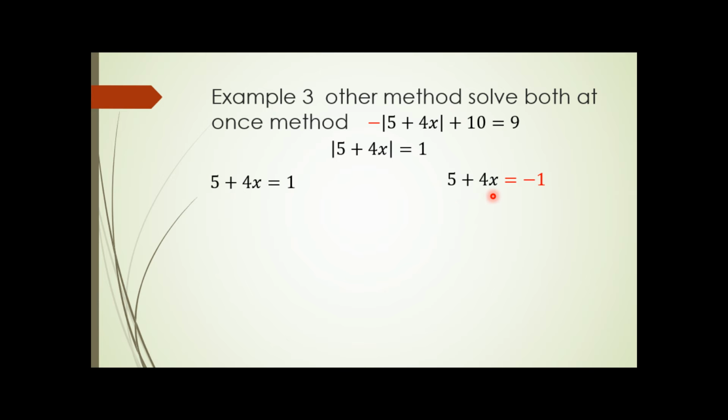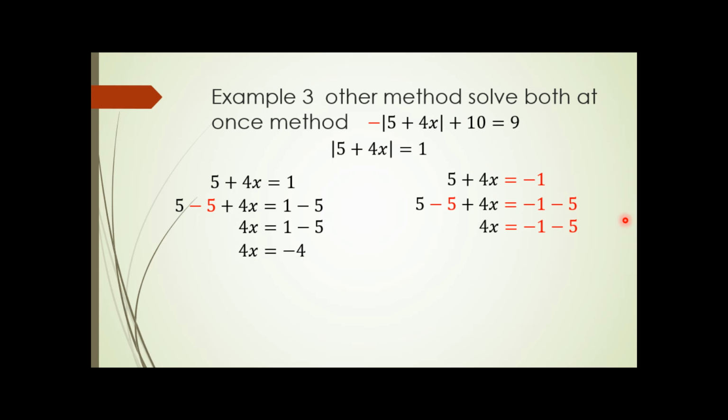So let's just go and move the 5 over. We're just going to subtract the 5 right there. And right next to it, we can also subtract the 5 right over there. Same step, same thing. So canceling on both sides, and then we simplify on both sides. So we'll have 4x is equal to negative 4 and 4x is equal to negative 6.